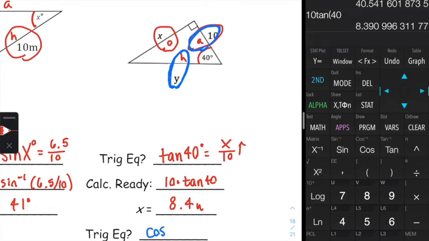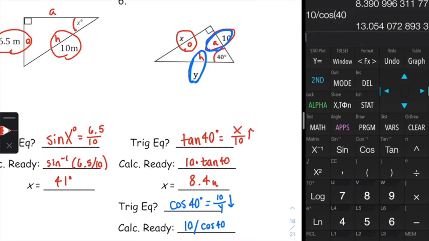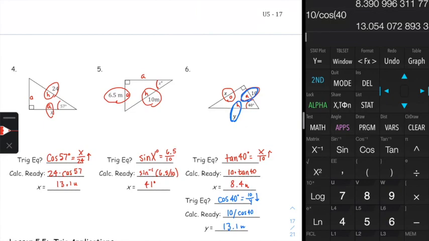That'll use the cosine function. So we'll say cosine of 40 degrees, that's 10 over y, and then since the variable's in the denominator, we'll divide. That should be 10 divided by cosine 40. And then about 13.1. And that makes sense with our picture because y is the hypotenuse. That should have been the longest side there. All right, that is it here for today.